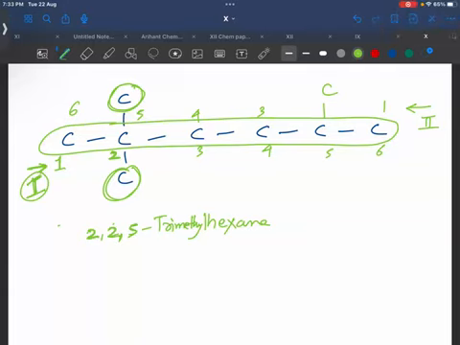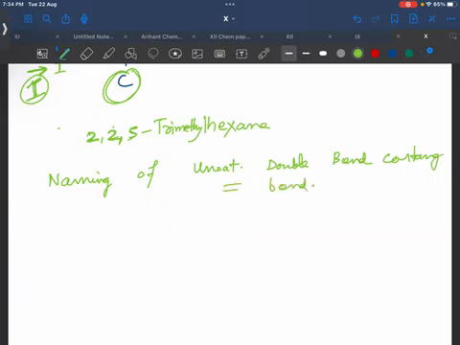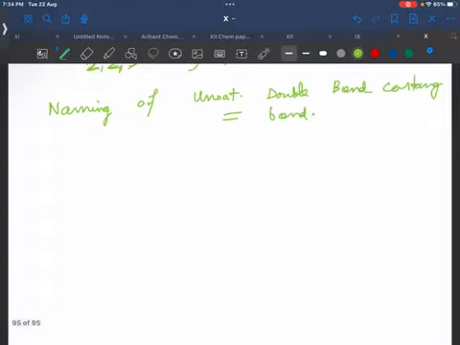Okay. Then next, write down naming of unsaturated hydrocarbon containing a double bond. डबल बॉन्ड, ठीक है. डबल बॉन्ड्स को कैसे नेम करना है देख लो एक बार. सिंपल है. For example, you want to name this guy. ठीक है.